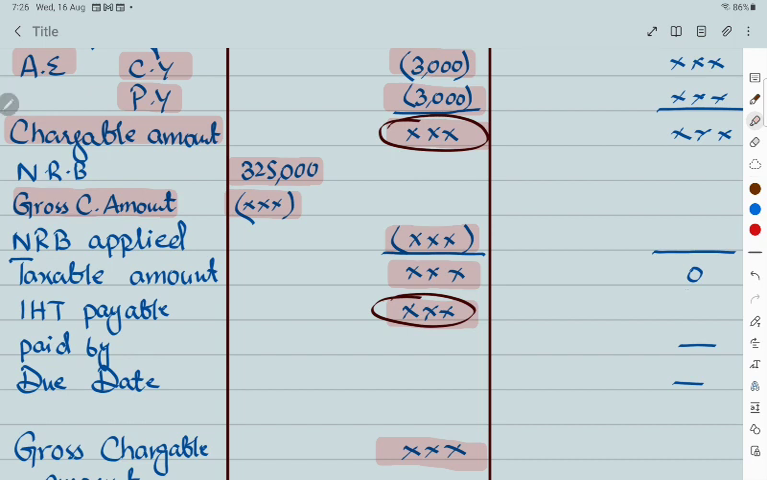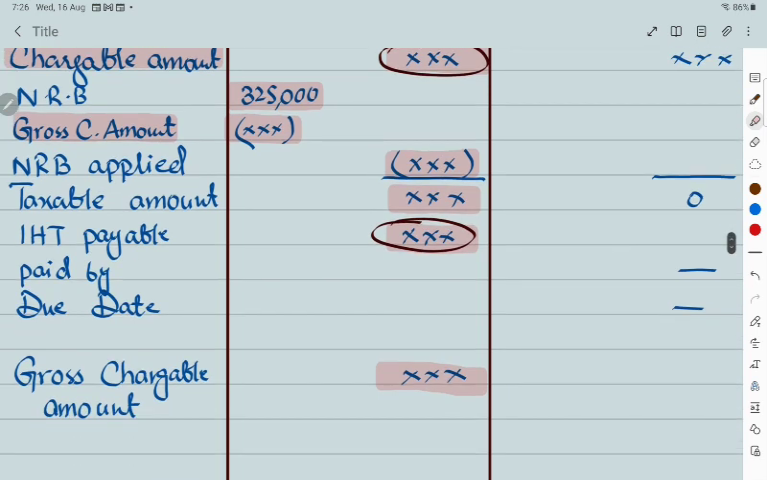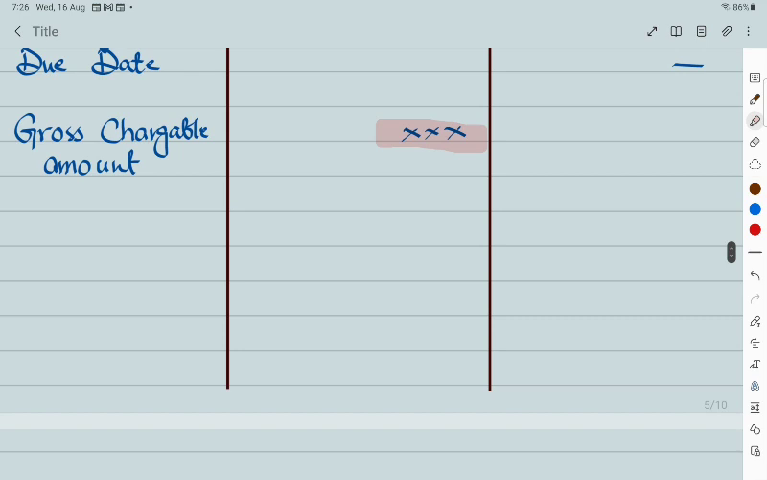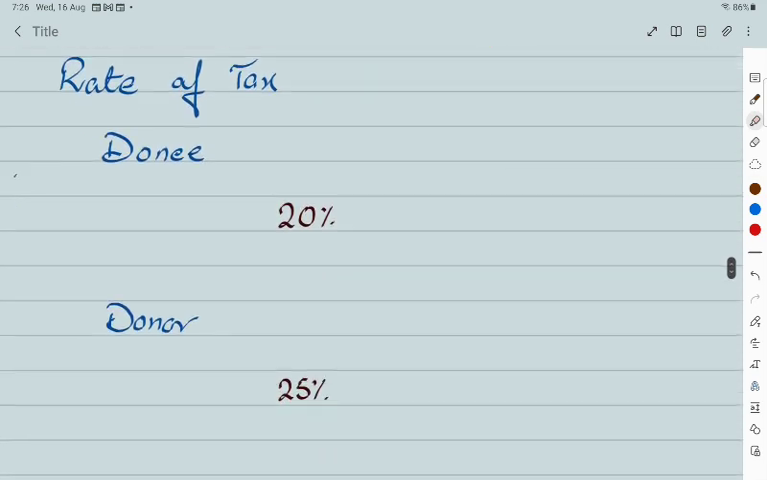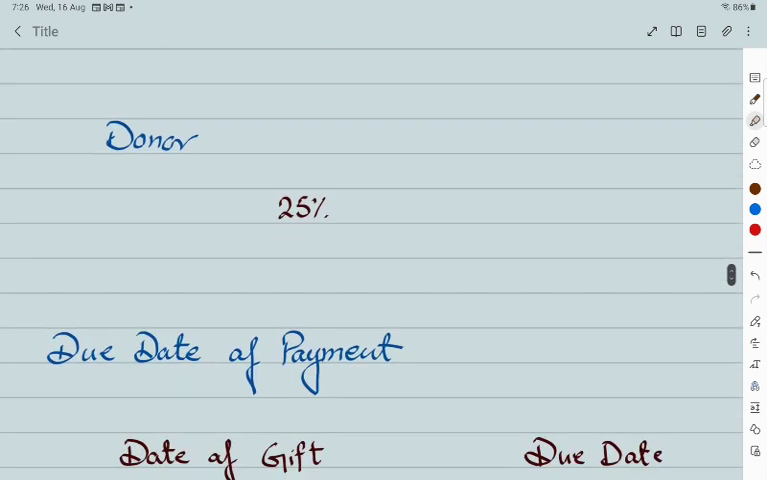And there is no taxable amount in the potential exempt transfer, and if there is no taxable amount, no IHT is payable, so there is no need to consider who pays and what the due date is. So this is about the format of the inheritance tax. Now the rates of tax are 20% for the donee and 25% for the donor.